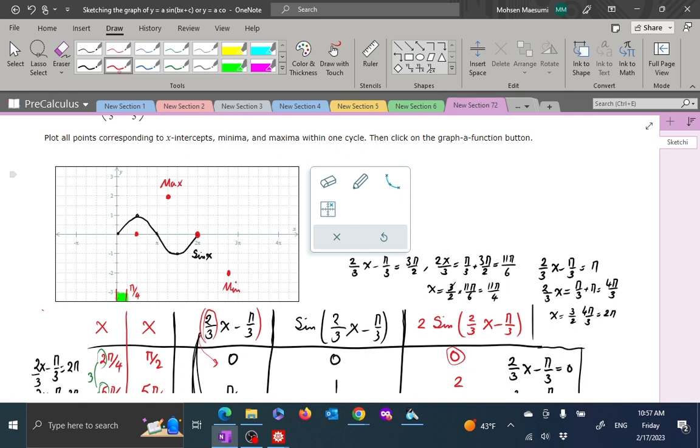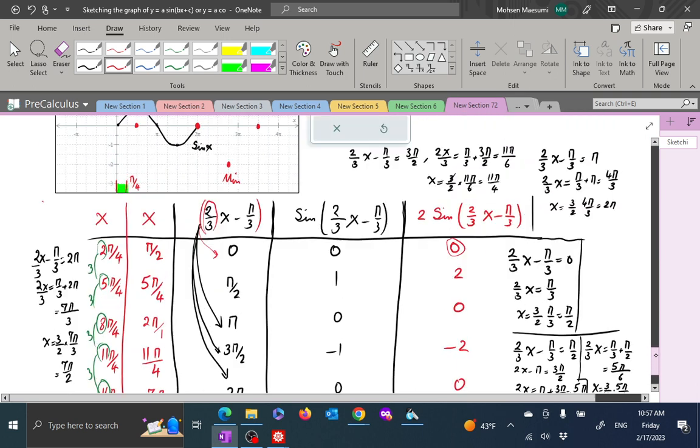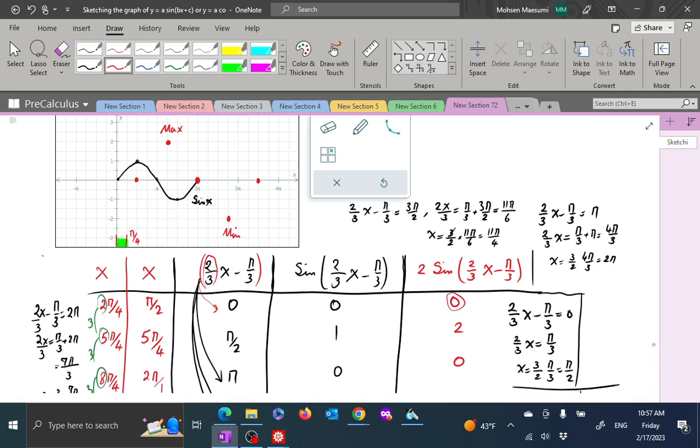Three more blocks, 1, 2, 3. Three more blocks, I'm here. And our last point is 14. So 4 and 4 and 4, 12, and 2 more is 14 blocks. Is that right? So now I draw my sine as best I can.